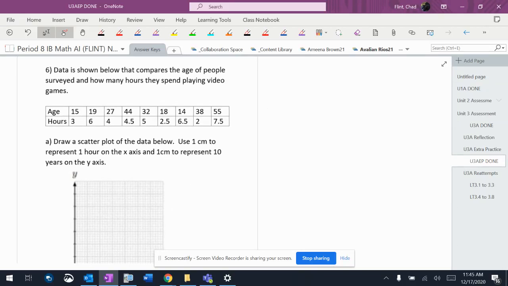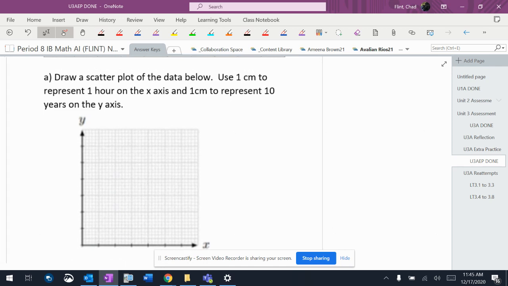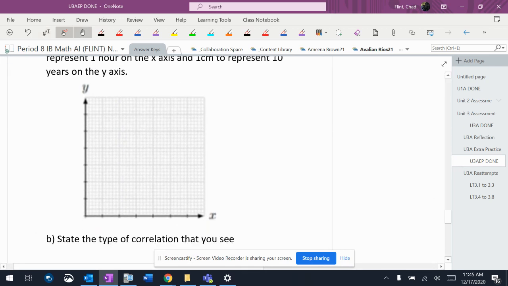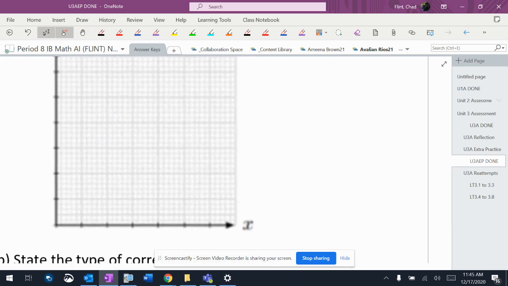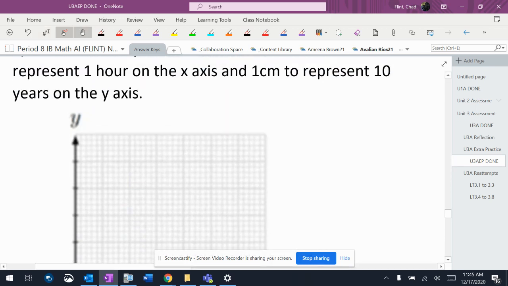Okay, so we have some made-up data about age and hours spent playing video games, and we're going to put it on this graph down here. Now, it says to use 1 centimeter. So how IB graph paper works is there's a darkened line. This is not a great screen clip of it, but it does have little lines on there. Usually it's just kind of darkened in, but 1 centimeter is each darkened in line.